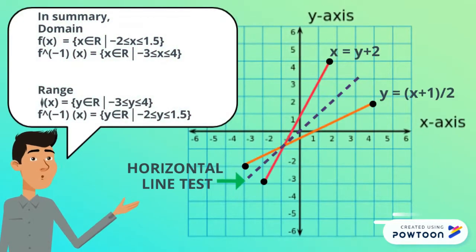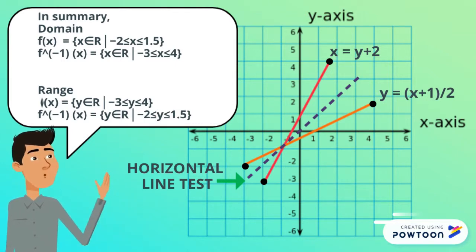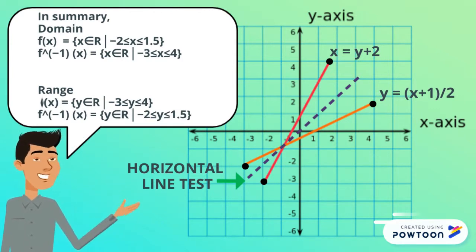In summary, domain of f of x is equal to x is an element of R such that x is greater than or equal to negative 2. The domain of the inverse function is x is an element of R such that x is greater than or equal to 4 but less than or equal to negative 3. Range of f of x is y is an element of R such that y is greater than or equal to 4 but less than or equal to negative 3. And the range of the inverse is y is an element of R such that y is greater than or equal to 1.5 but less than or equal to negative 2.